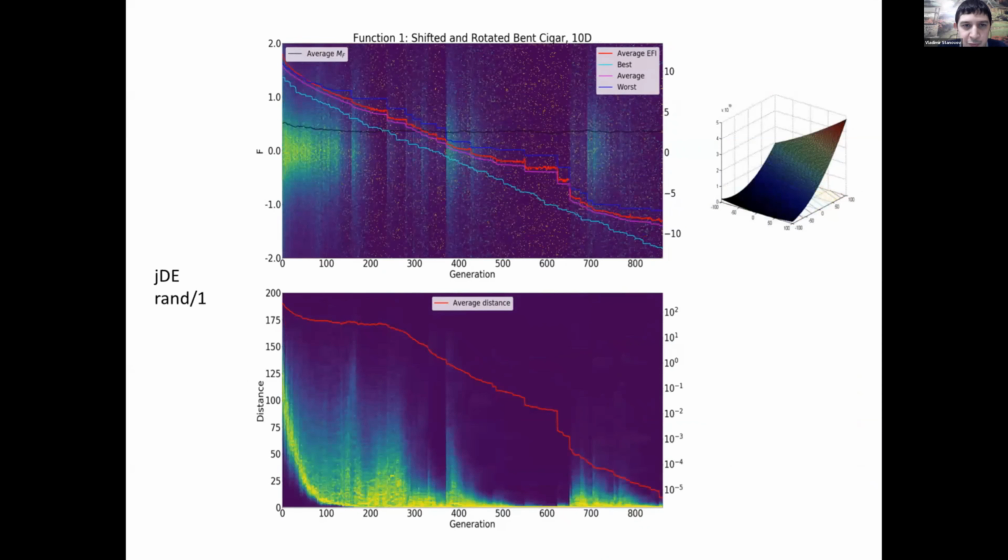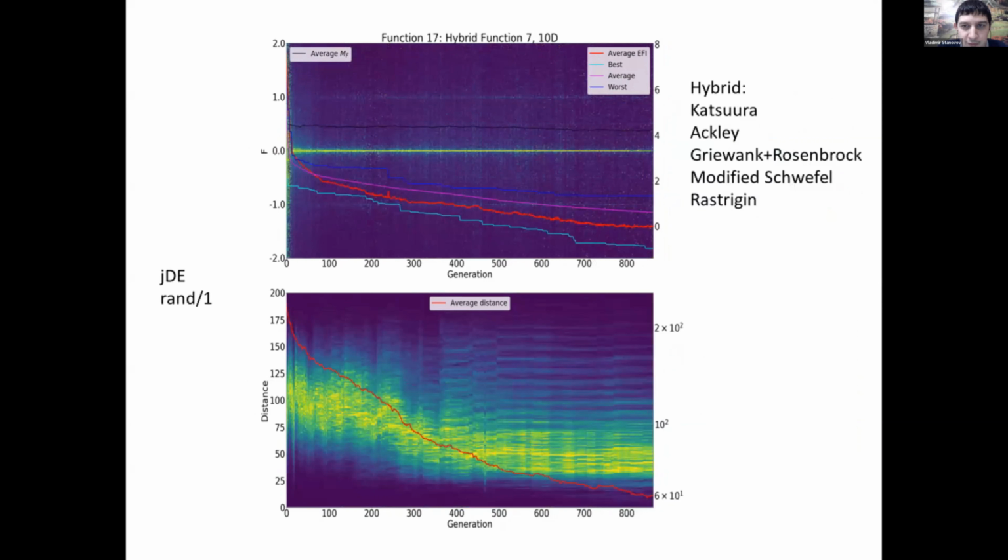Okay, some other examples with jDE with different parameter adaptations. So you can see that the picture is significantly different. So actually these pictures depend on the adaptation scheme. Previous ones were with SHADE. But still there are some curious things, like here in this hybrid function, we can see horizontal lines at 0.5, at 1, minus 1, sometimes 0.33, and so on.